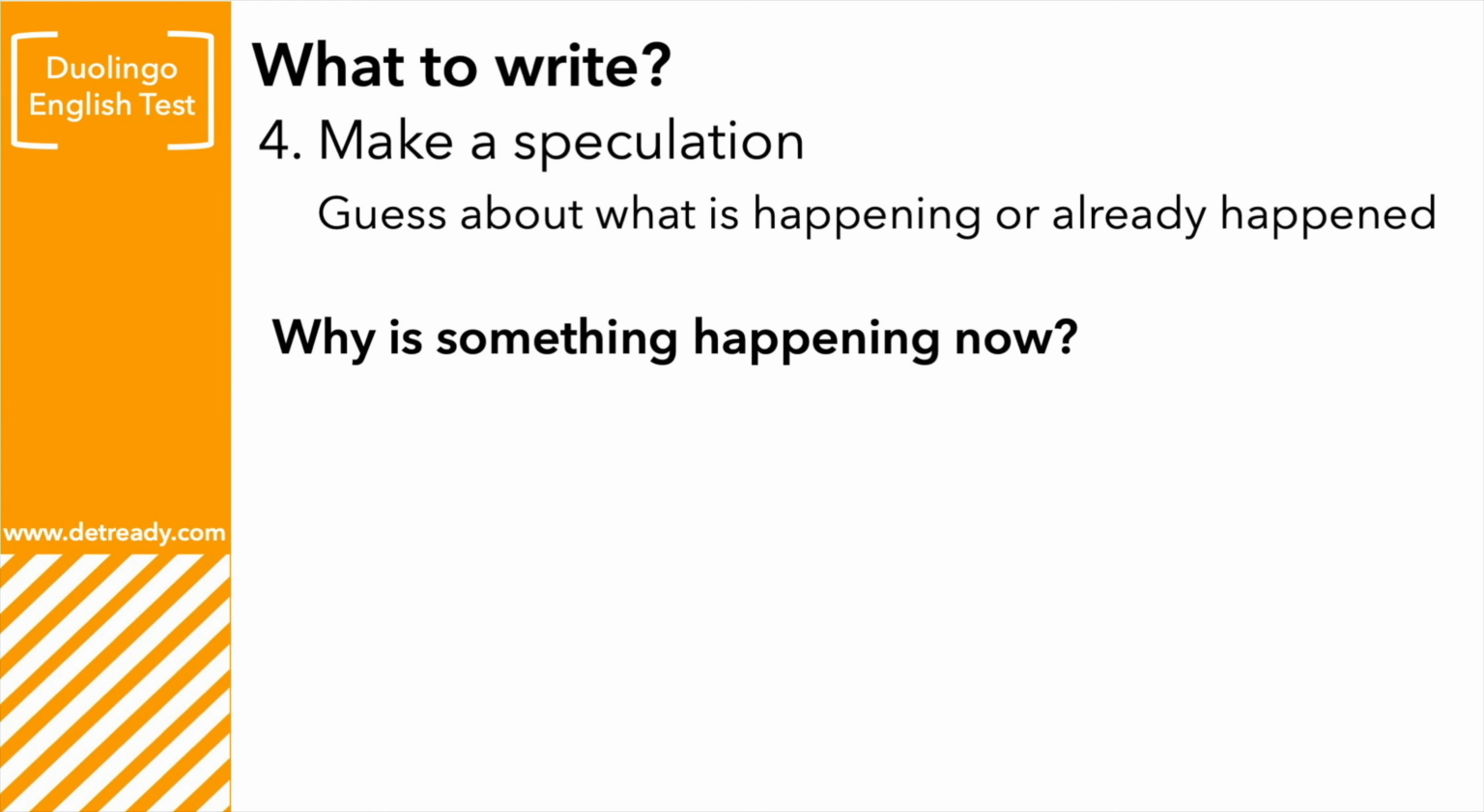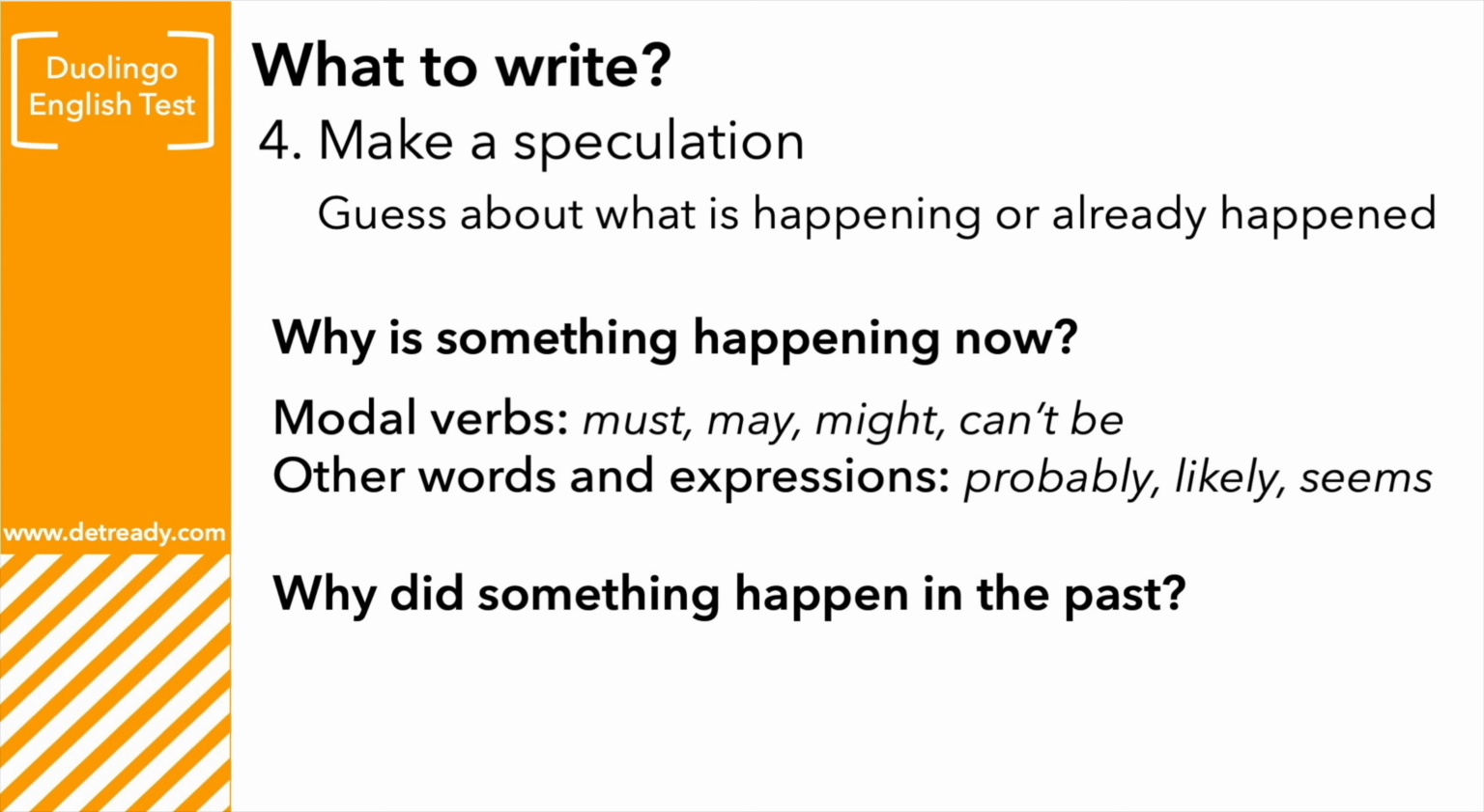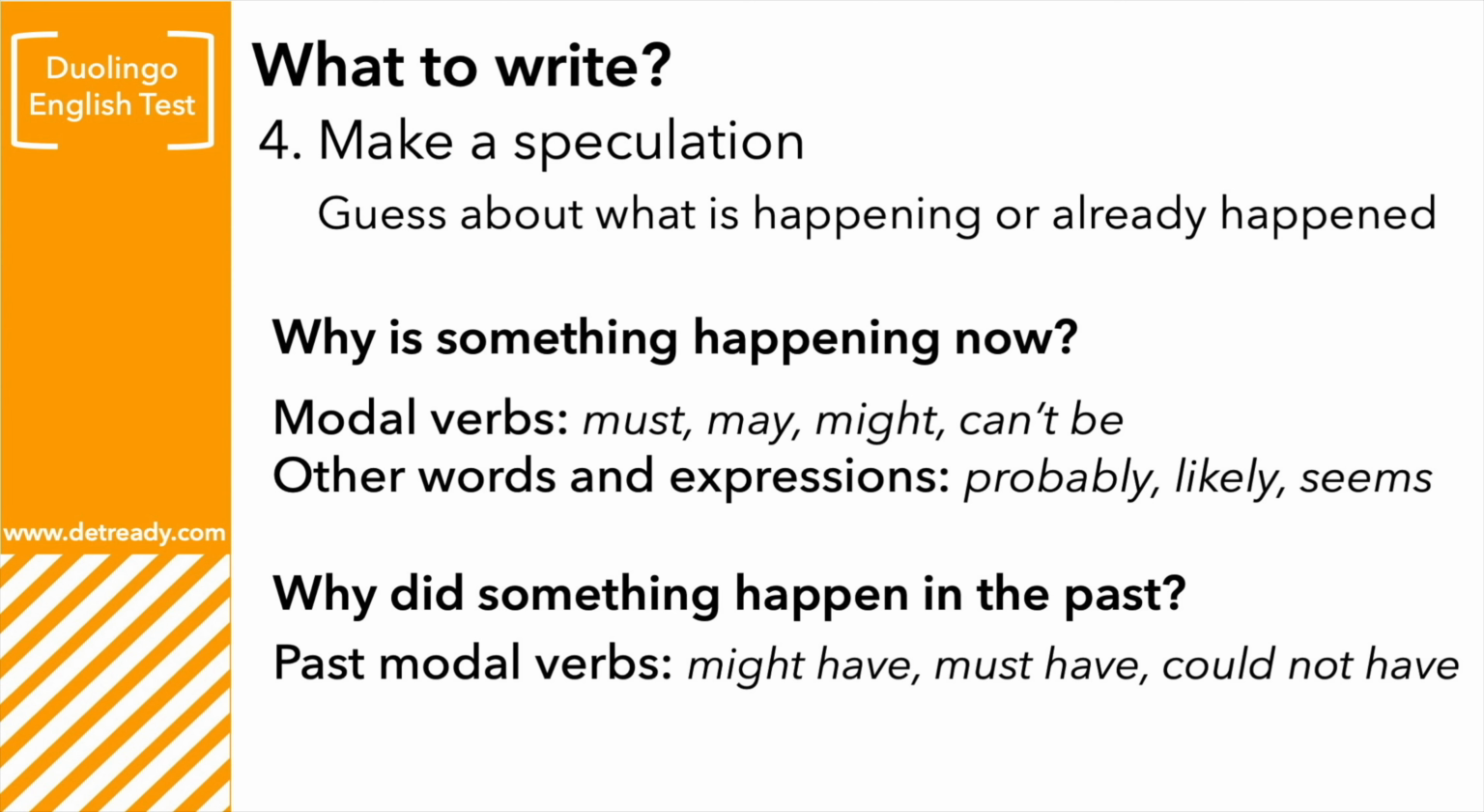So to make a speculation about why is something happening now, so in the present, you can use modal verbs like must, may, might, or can't be. You can also use other words and expressions. You might also want to speculate about something that's happened in the past, but affecting the present. In that case, you can use might have, must have, or could not have. These are some examples of modal verbs. There are more, but these are the basic ones.